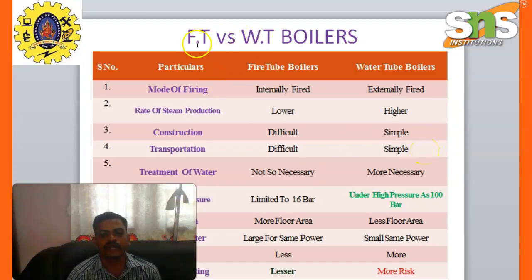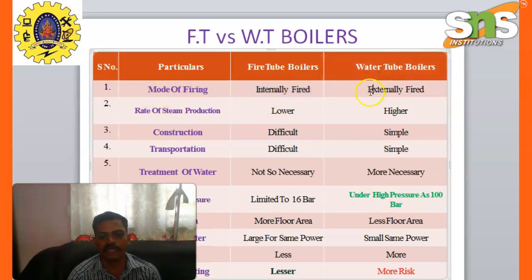Fire tube boiler versus water tube boiler. Particulars: fire tube boiler, water tube boiler. Mode of firing: internally fired, externally fired. Rate of steam production: lower, higher. Construction: difficult for fire tube boiler, simple for water tube boiler. Transportation is difficult for fire tube boiler, very simple for water tube boiler.